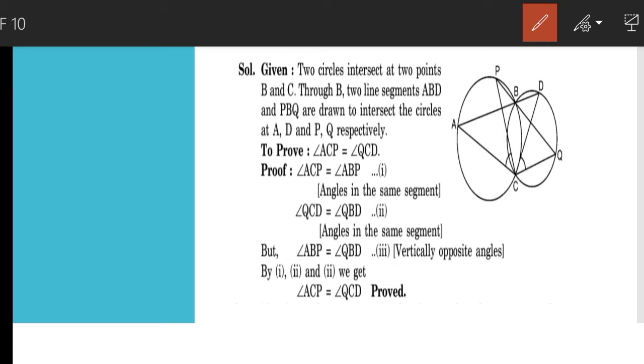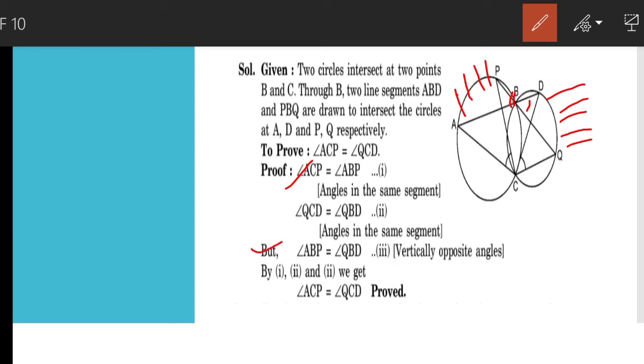Now first we know that angles in the same segment are equal. That means if we consider the segment AP, then angle ACP and ABP are equal, angles in the same segment. Similarly, if we take the segment QD, then angle QCD and QBD are equal. Now, at B, the angle ABP and QBD are equal as vertically opposite. These two angles are vertically opposite.